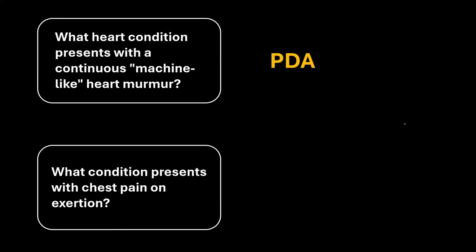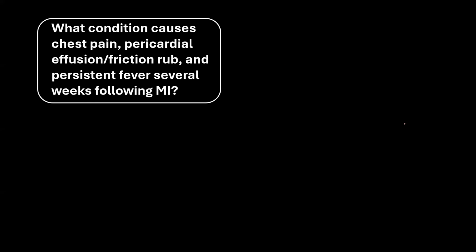But yeah, PDA. How do we close the PDA in newborns? Good. Indomethacin. How do we keep a PDA open? Good. Prostaglandin. PGE1 is the main one. All right. What condition presents with chest pain on exertion? This one, don't overthink it. Yeah, just classic angina or stable angina.